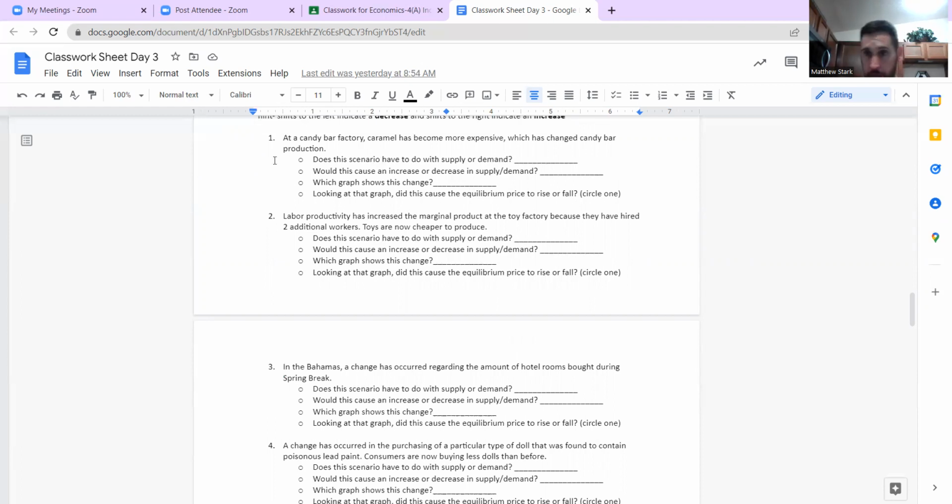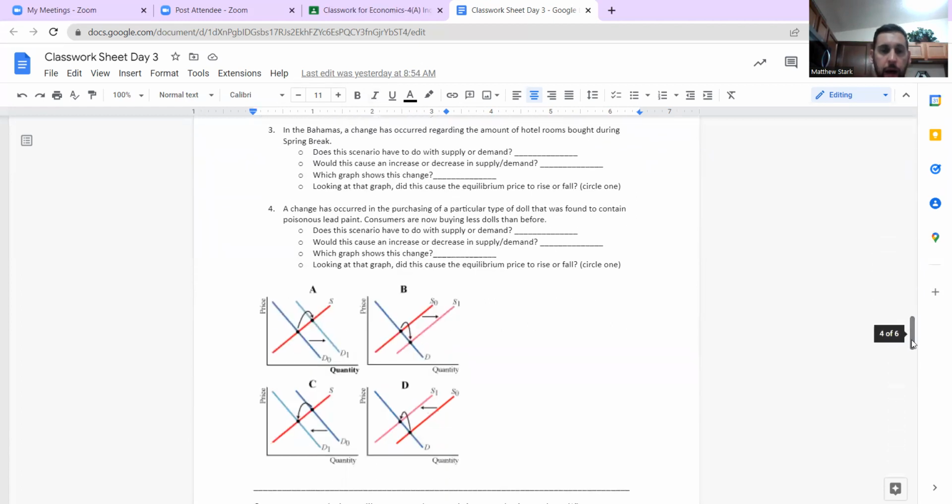Has increased the marginal product at the toy store factory, another key word, because they've hired 2 additional workers. Toys are now cheaper to produce. Again, you should be thinking supply. Anytime you're dealing with making or producing something, they mentioned factory, that's supply. You hire more workers, you can make more. It's that simple. So we're looking for an increase in supply. That would be B as in boy, right is more.